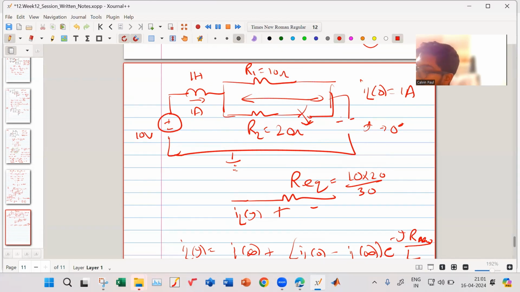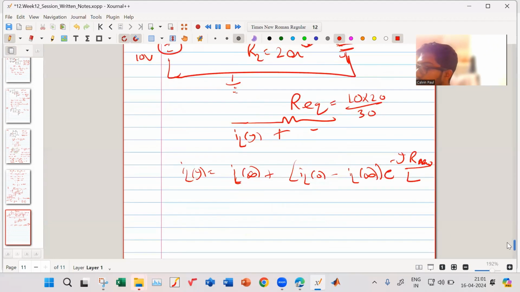Suppose we have a capacitor over here. The initial current is 0, and this voltage will be 10 volts. That we'll have to consider. So if this is 10 volts, then what happens?